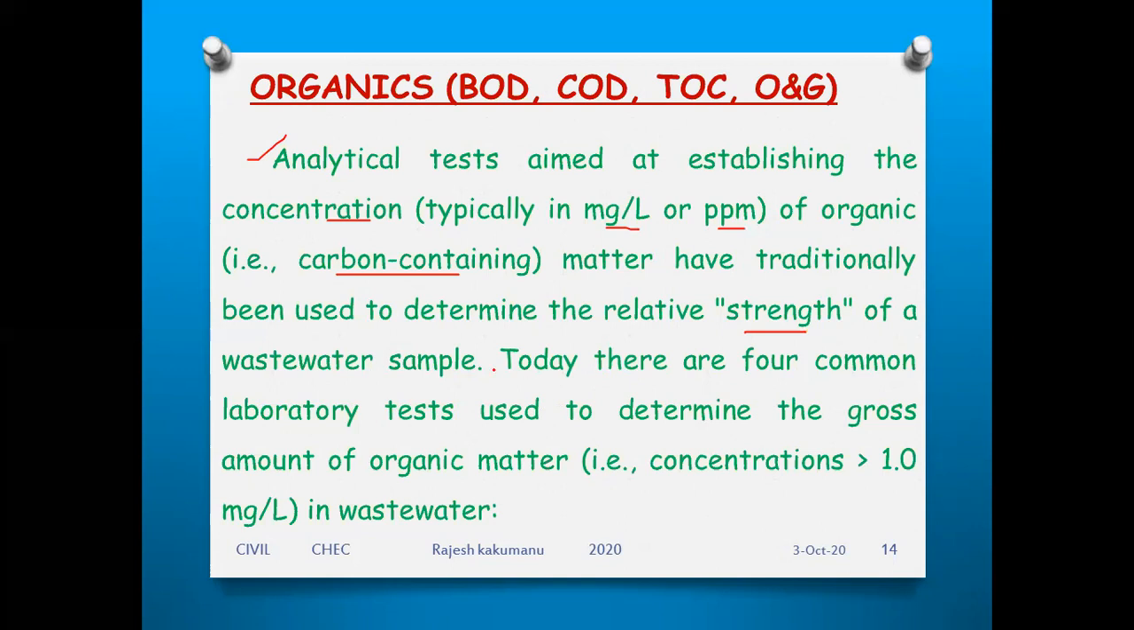Today there are 4 common lab tests used to determine the gross amount of organic matter. Understood? So today we have 4 tests available to determine the gross amount of organic matter, that is, concentrations less than 1 mg per liter in wastewater. So what are the 4 types?